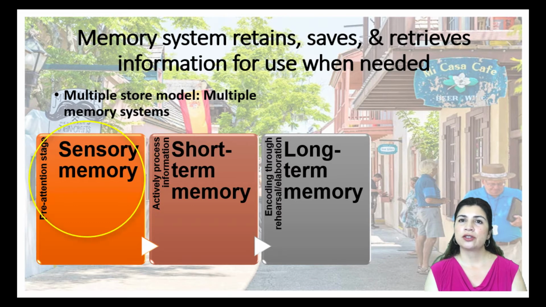Information is first registered in sensory memory, where the pre-attention stage occurs and the person briefly and unconsciously analyzes a stimulus, such as an ad, to determine whether additional processing capacity should be allocated to it. If the stimulus is perceived to be related to the person's goals, cognitive capacity will be directed to it and the information shifts to short-term memory. In short-term memory, also known as working memory, people are actively processing the information.